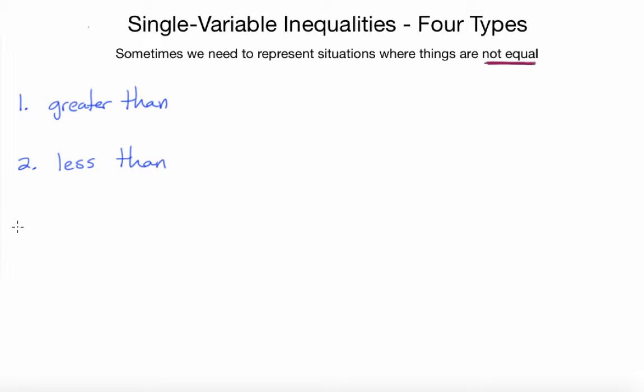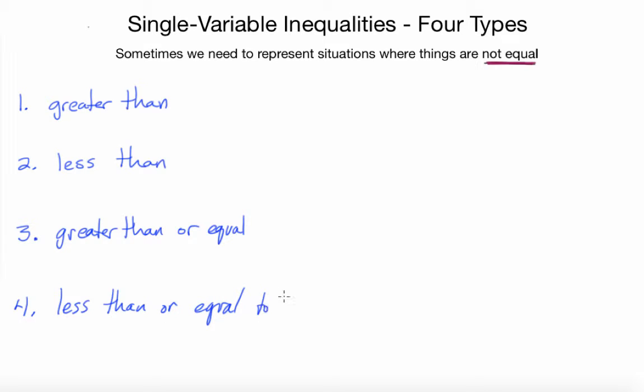Well, we combine our inequalities, we combine this idea of more or less with the ideas of things being equal. So we can also have something greater than or equal to. So both of these things can work. So something is greater than or equal to. And the last one is less than or equal to.